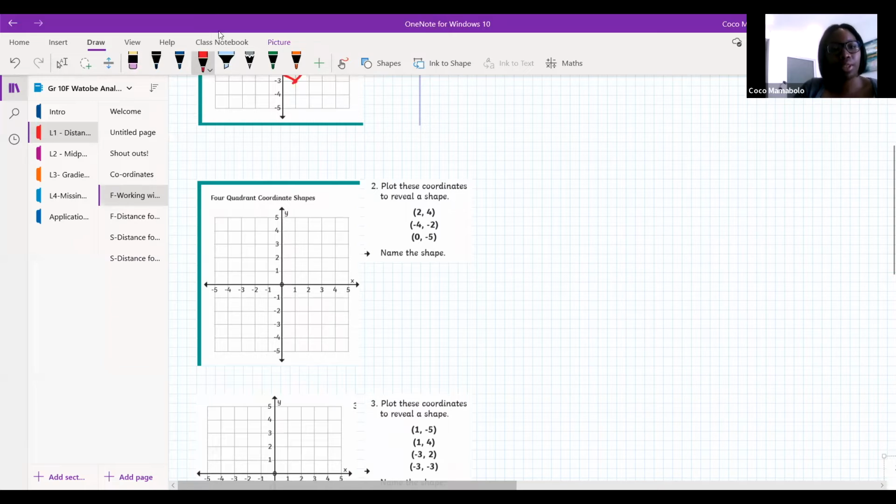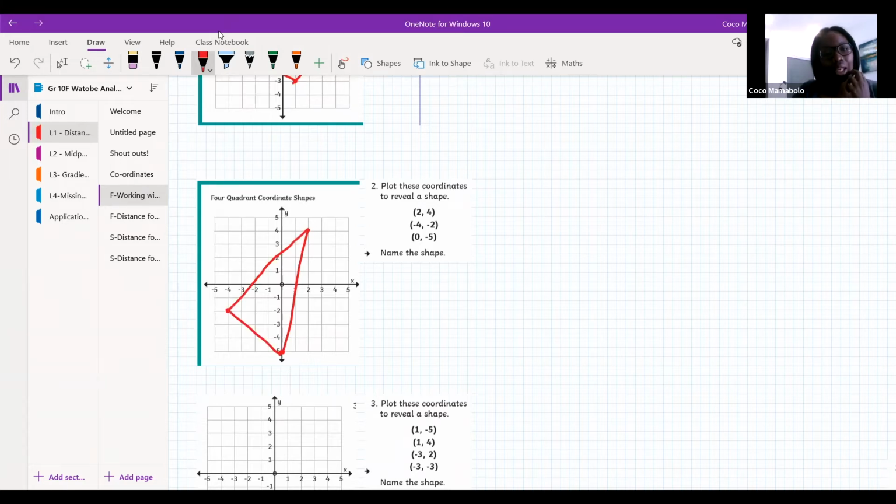Okay, so if we plot these over here, I'm going to go to 2 and 4. -4 and -2 will be down here. And 0 and -5, sorry, is over here. So this one particularly is quite easy. We can see what shape this is. This is a triangle. We're not quite sure whether it's a right-angled triangle, but can we guess? We don't know that it's a right-angled triangle, but if it's not, what kind of triangle would it be? Let's classify it a little bit more.